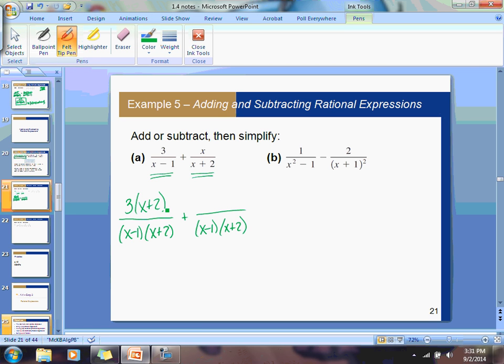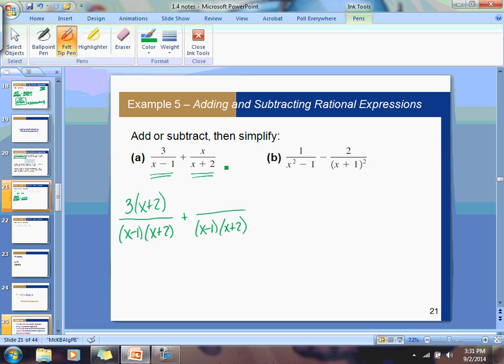Don't cancel. A lot of times students want to cancel here. They see the x plus 2 and the x plus 2. We just got done multiplying and dividing, where we talked about canceling, but we're not doing that here. Okay? We want to get one simplified expression, and if we cancel out that x plus 2 and x plus 2, we're just going back up to our original problem again.